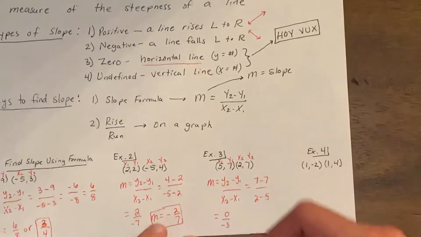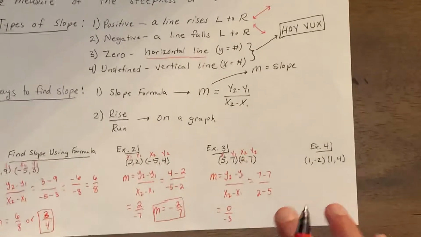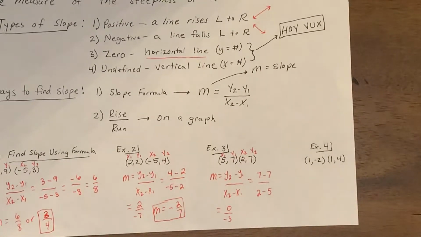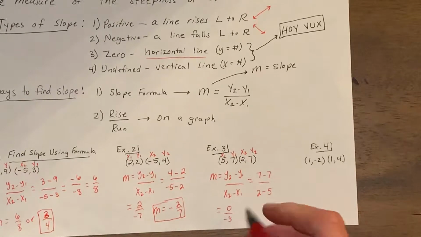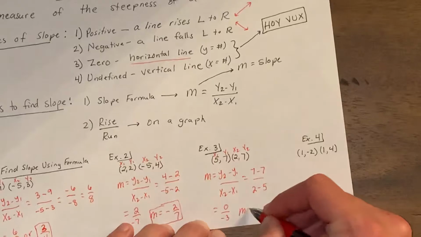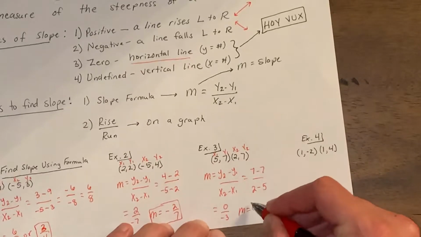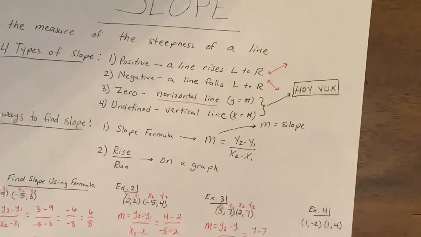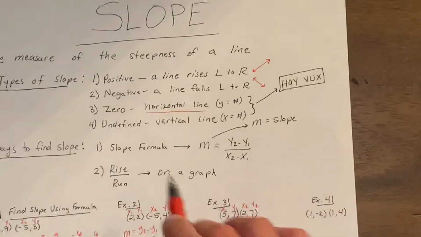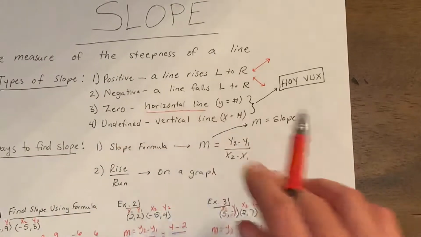So if I have 0 over negative 3, we could say, how many negative thirds do I have? Well, I have 0. So anytime I have 0 in the numerator, this will be a 0 slope. So m equals 0. So this will be a horizontal line. It'll be our third slope here, a 0 slope.